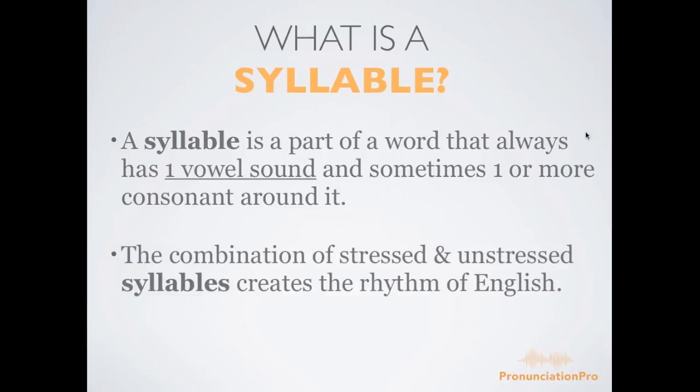And basically, the combination of stressed and unstressed syllables is what creates the rhythm of English. So that's a very important concept, and I repeat it a lot during the video training program because that's an important thing to understand about the American accent. It's the play between stressed and unstressed syllables that creates this rhythm. All right, so syllables.